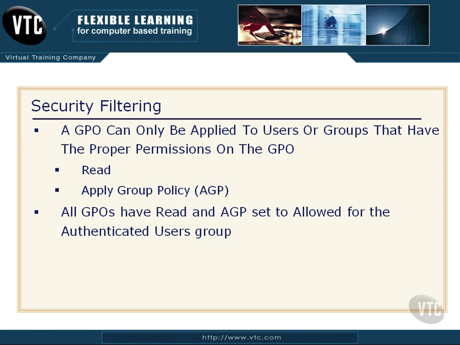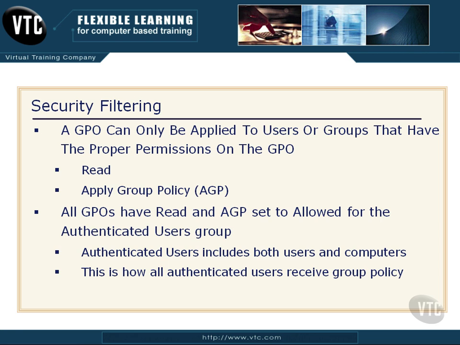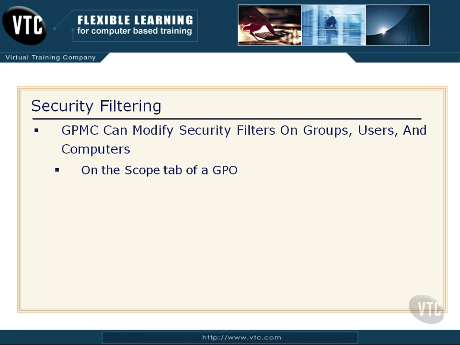Now all GPOs have Read and AGP set to Allowed for the Authenticated Users group. And Authenticated Users includes both users and computers. So as a result, if they're a member of the domain, site, or OU that the GPO is applied to, then they're a part of Authenticated Users, and they get the GPO. Now let's talk about how we can modify the security filters on groups, users, and computers and change this permission, and we can do it on the Scope tab of a GPO.